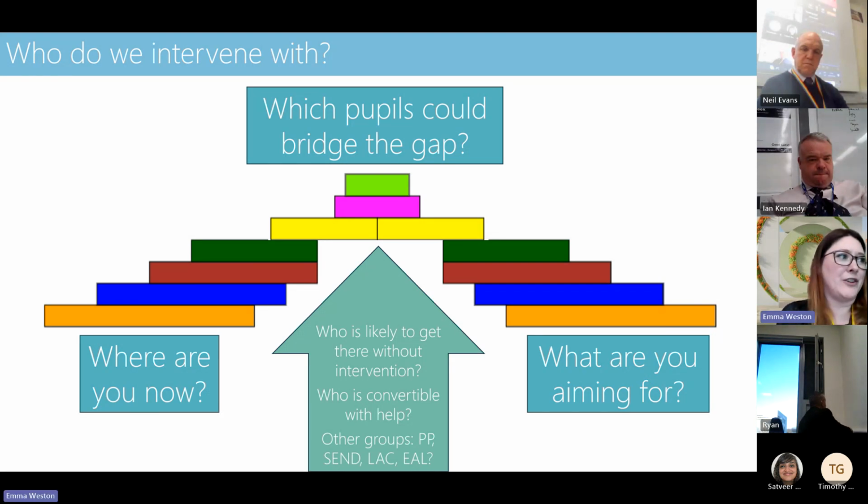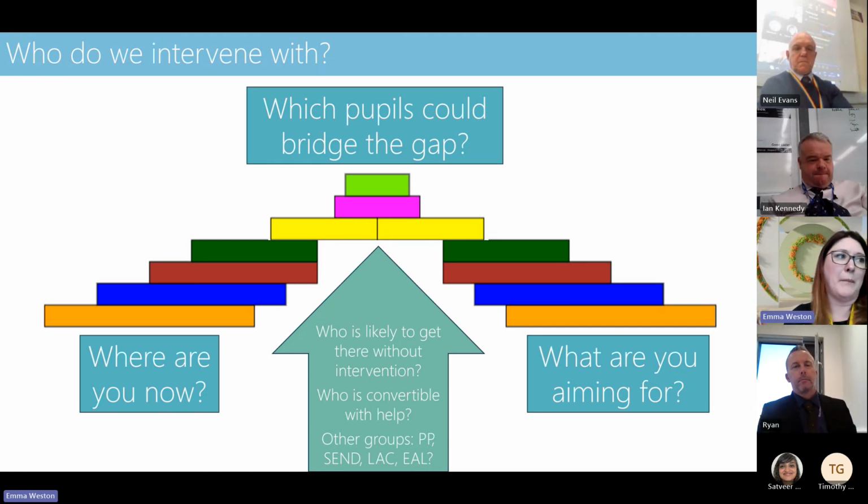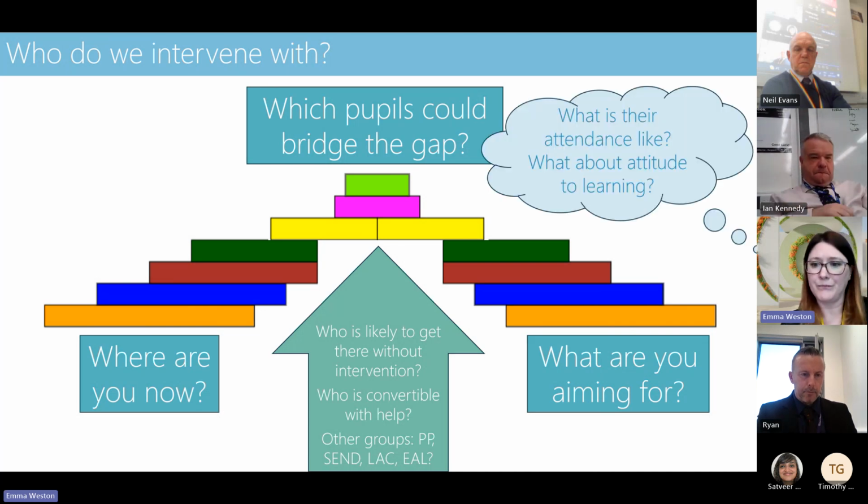There might be other considerations as well. So out of the pupils that we're considering, are they part of any of these cohorts? Are they pupil premium? Do they have special educational needs? Are they looked after students? Are they EAL? Each of those things could make it more difficult for them to bridge the gap without our help. So they're more likely to be the ones who are potentially convertible, but they need our help to get there. They're not going to do it on their own.